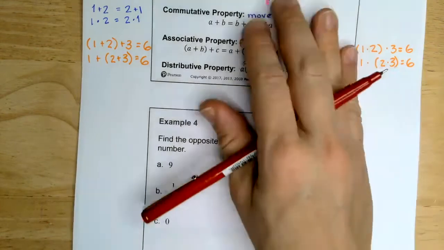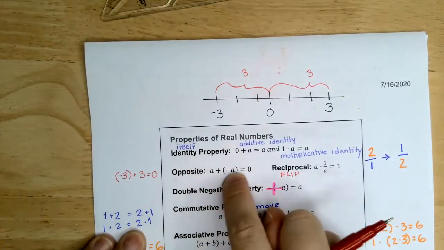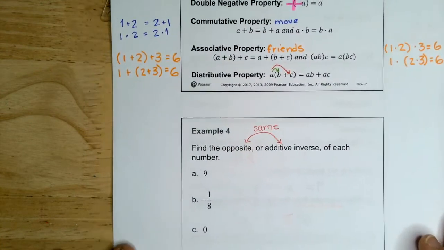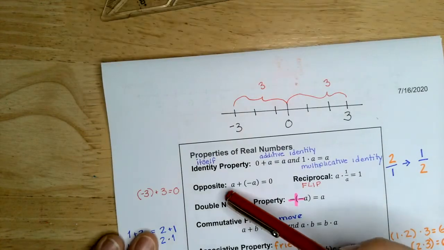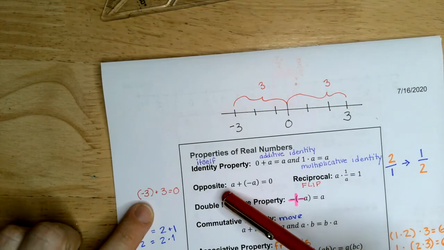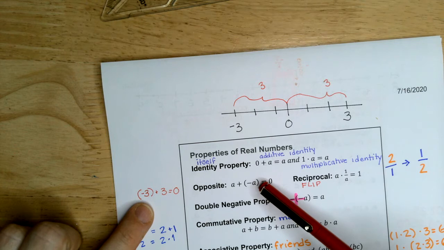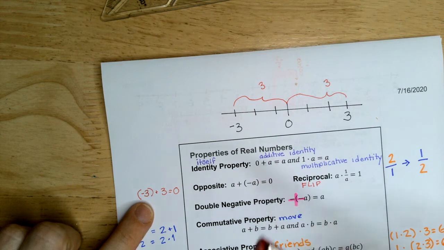For example 4, we're just doing the opposite. Another word for opposite is additive inverse. So these are the same. We want the additive inverse of each number. And again, the additive inverse is just the opposite distance from 0 on the number line. Same distance from 0 on the number line in the opposite direction.